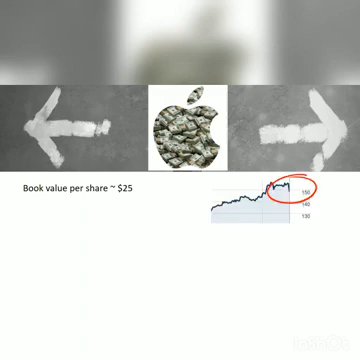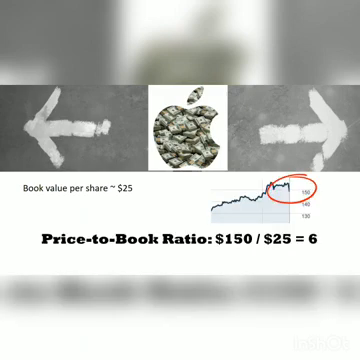Now that we have both the book value per share as well as the market value per share, we can calculate the price to book ratio, which is sometimes called the market to book ratio. This is simply the market value divided by the book value. In the case of Apple, $150 per share market value divided by $25 per share book value, which gets you to a price to book ratio of 6. Does this number mean anything? Should you take action to buy or sell shares based on the price to book ratio?